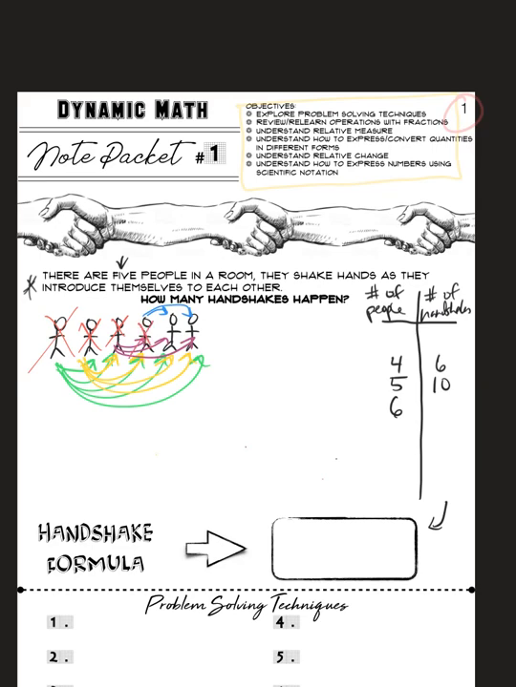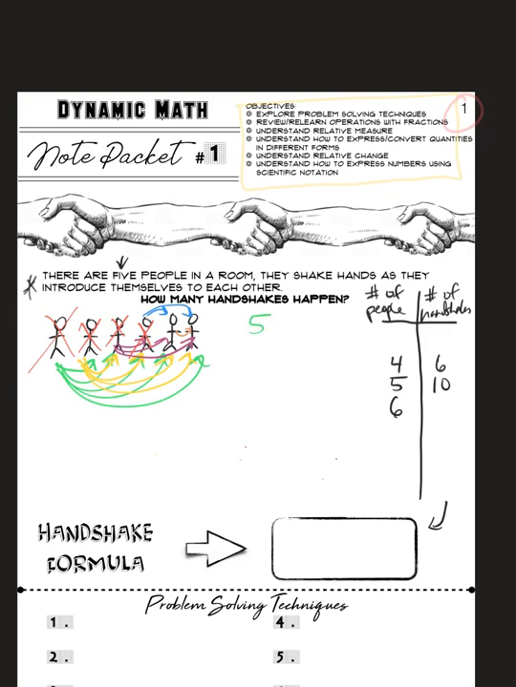Last but not least, I have 2 people left in my room, and I'm going to call them Lily and Stella. And Lily and Stella are left, and so Lily meets Stella, and that's the last handshake that happens, and then they both can leave the room. Everybody has met everybody.